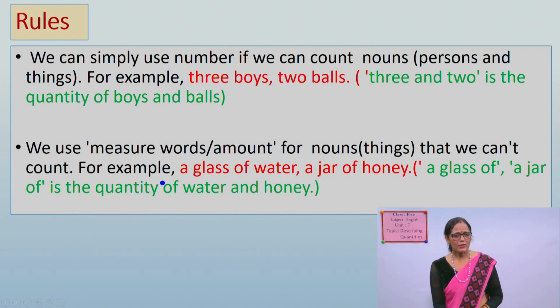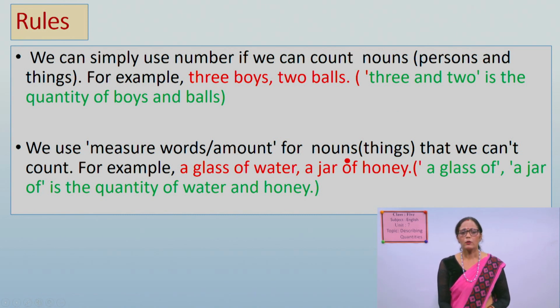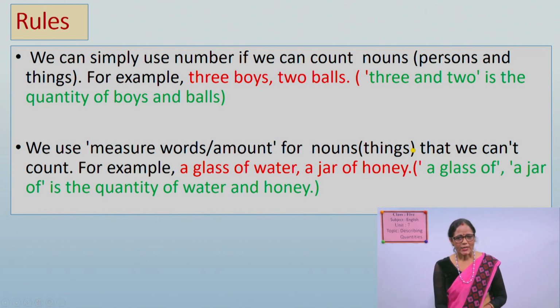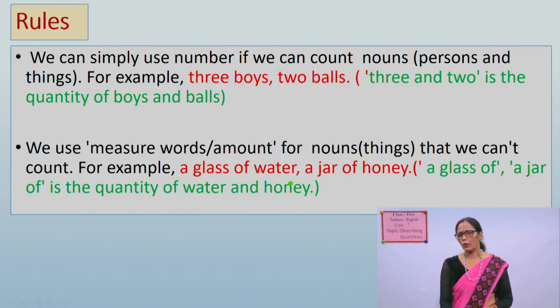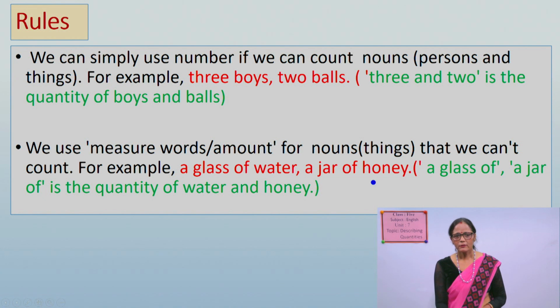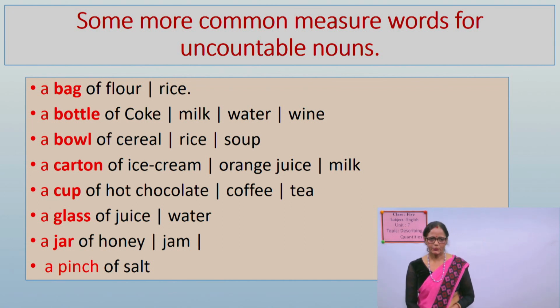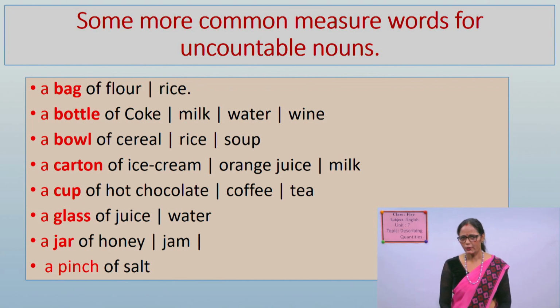We use measure words or amounts only for things, because we can count persons. The things that we cannot count, for those nouns we use only the measure words or amount. So, the amount of water is a glass. The amount of honey is a jar. They are the quantity words. You can read more examples here. It is clear for you.